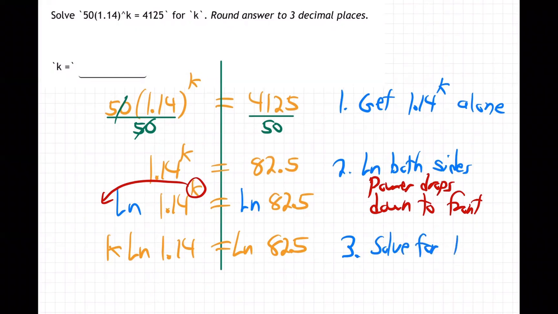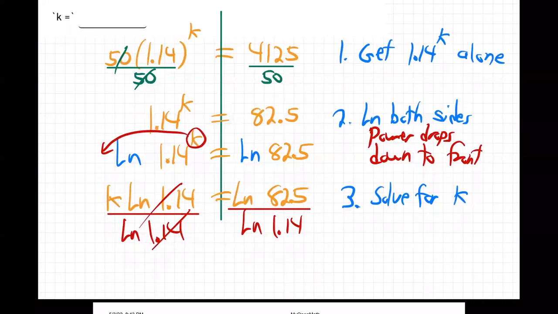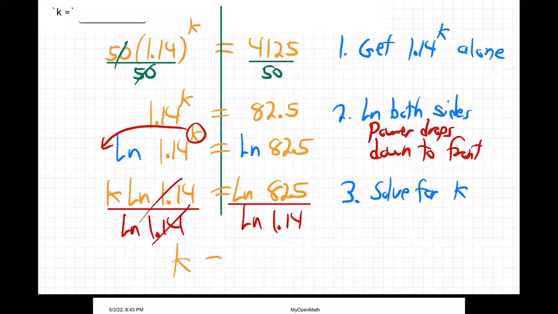Okay, then step 3 is solve for K. So now the K is out of power, just down on the baseline. It's not hard anymore. So now we can just divide both sides by ln 1.14. Boom, boom. K is alone. Hit the buttons on your calculator, right? Type in ln 82.5 divided by ln 1.14.